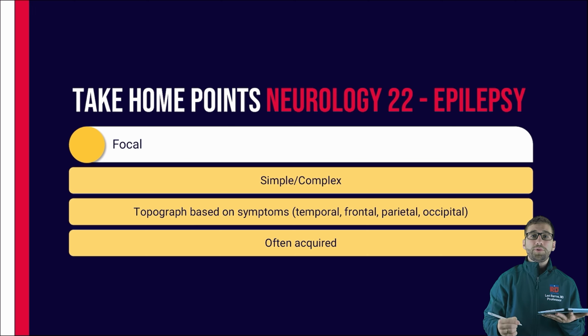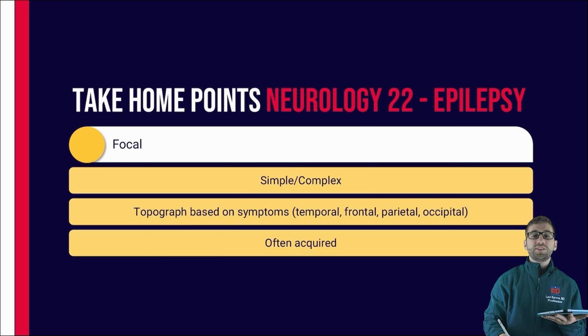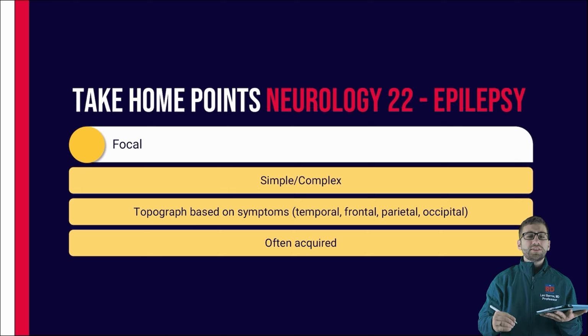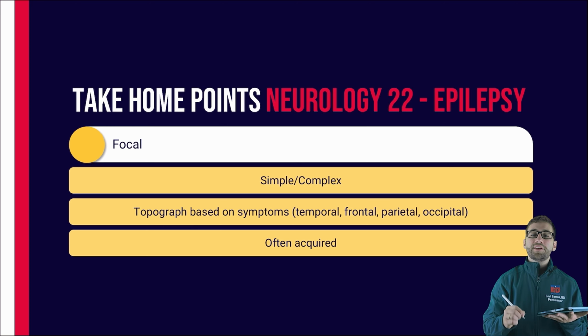For example, temporal lobe seizures may involve auditory or emotional disturbances, while frontal lobe seizures can cause motor symptoms. Parietal lobe seizures often present with sensory disturbances, and occipital lobe seizures can cause visual symptoms. Focal seizures are often acquired and can result from brain injuries or lesions.